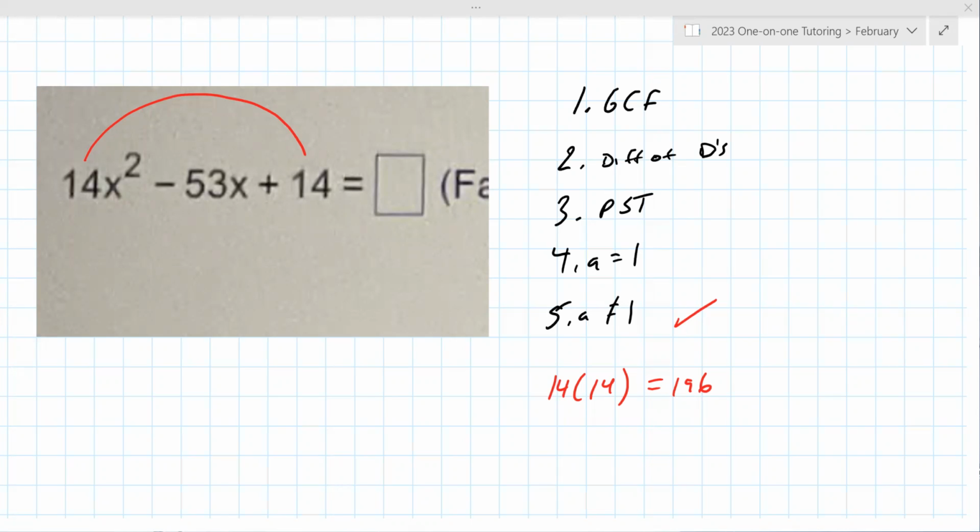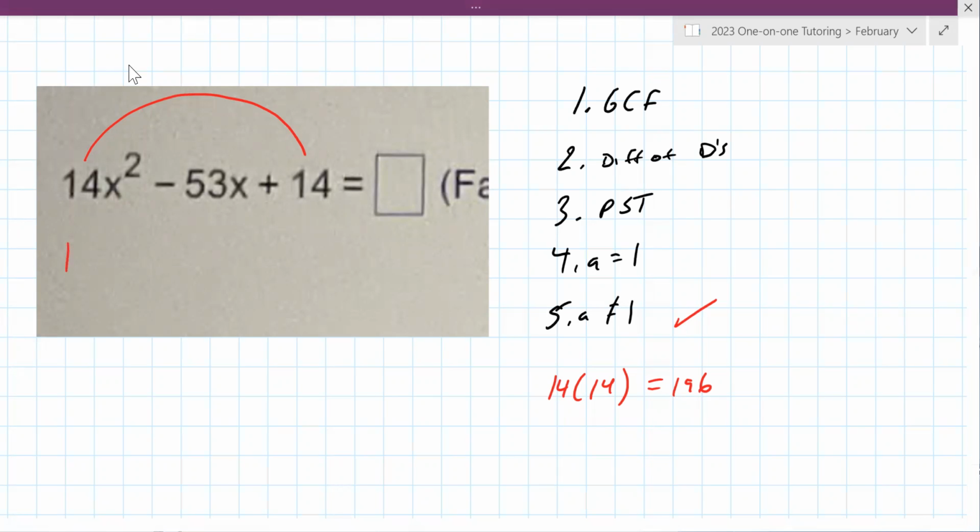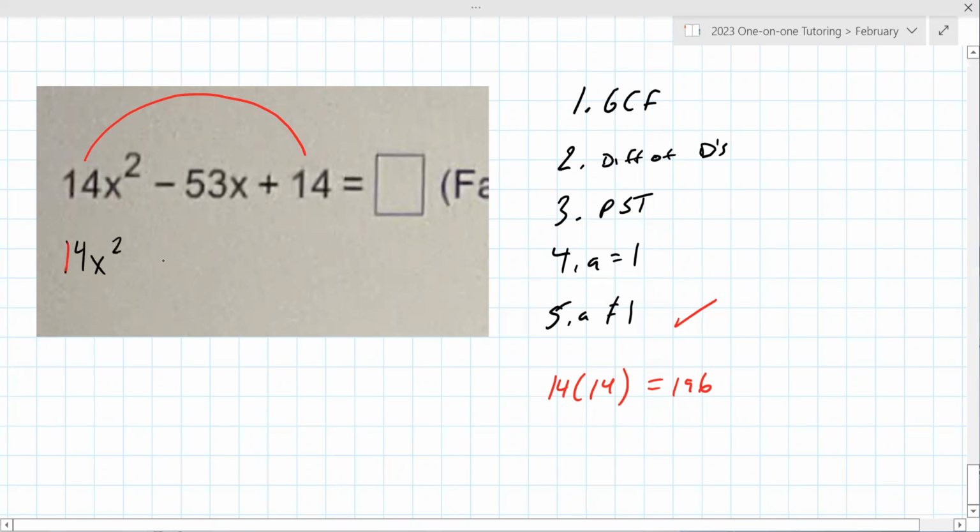I got -4 and -49. Yes. So 14x, we'll go -49x minus, well, actually, which way do you see it? Do you see it as -4x or -49x? Which one do you want to put first? I did -4x. -4x minus 49x plus 14. You've got to find the greatest common factor between the first two.